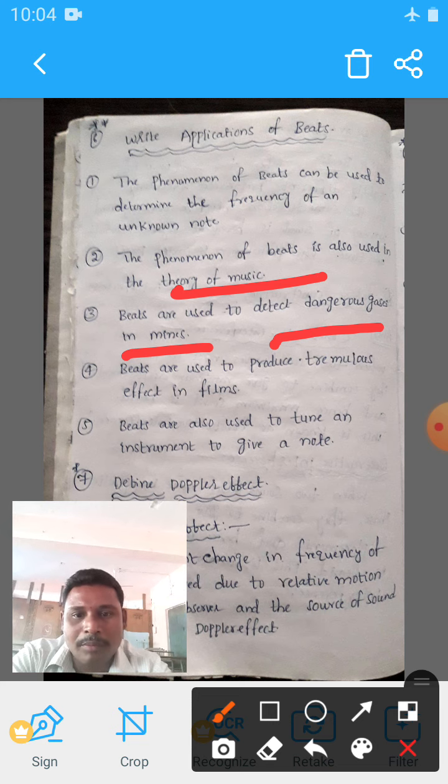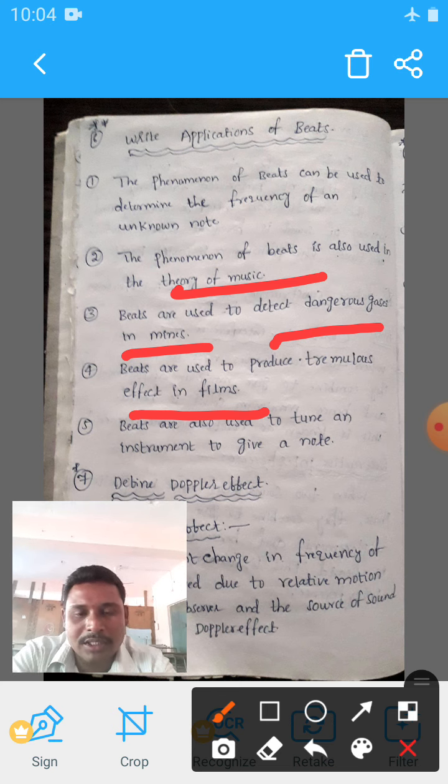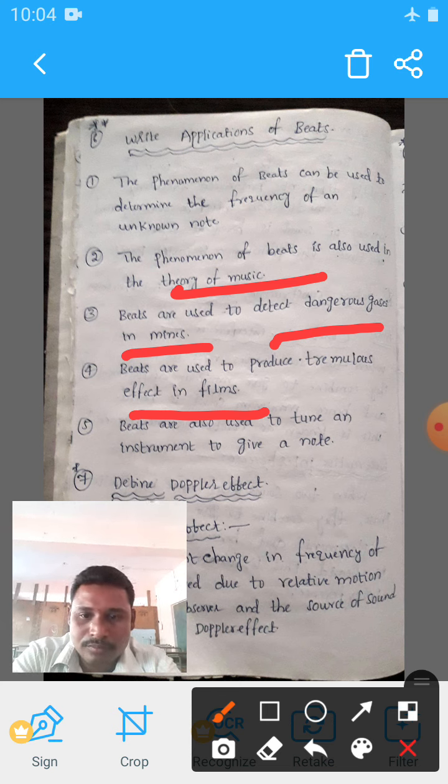And another one is that beats are used to produce tremulous effects in films. ఫిలిమ్స్ కాన్సెప్ట్లో ఎక్కువగా వాడుతుంది ఇది. Tremulous means a more highly intense effect is given in the film industry. Whenever the hero is introduced in the films, if anyone enters, then more effectiveness comes. This beats concept is used in films also.